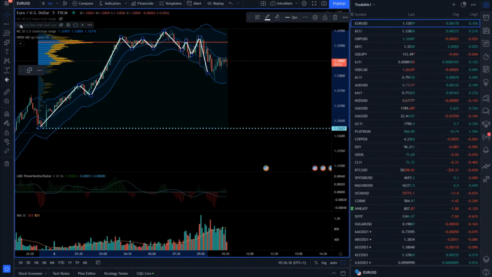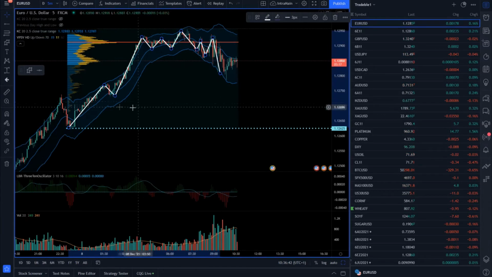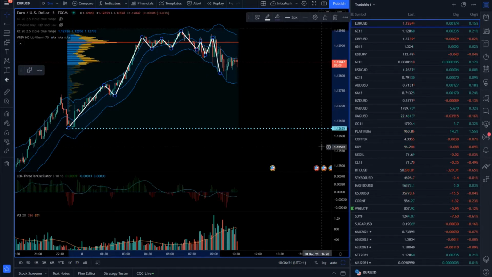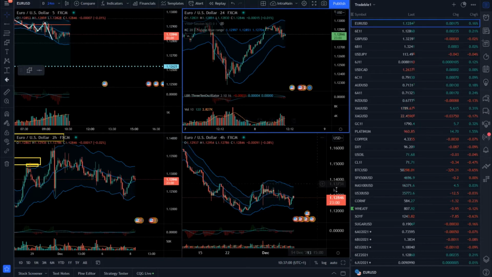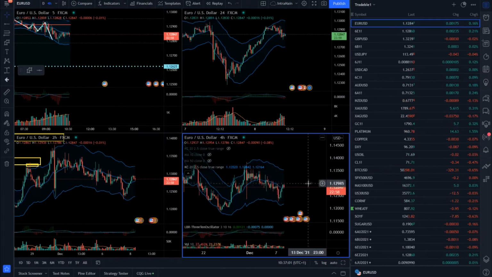If you see here, I can see that we are now building a lower distribution, and eventually, I wouldn't be surprised if we go through all of this area here, and even test the low for the day, with the current low for the day, which is around 1.1262.